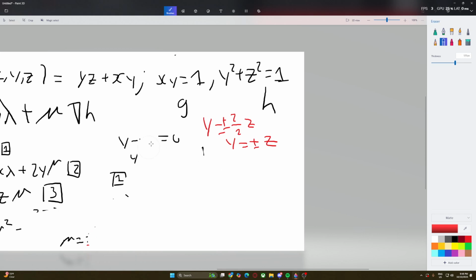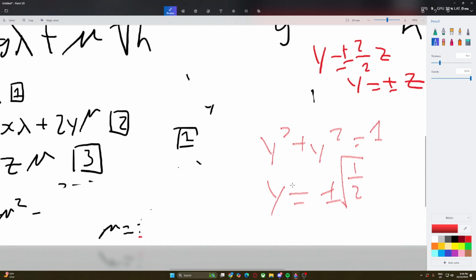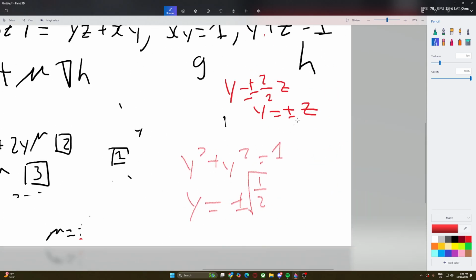Hold on. So with y equals plus or minus z, we can plug that into h right here, and then we get y squared plus y squared regardless of plus or minus equals 1. So y should equal plus or minus square root 1/2 square rooted. And then, so first off, z equaling plus, so plus z would equal this, and minus z would also equal plus or minus 1/2.